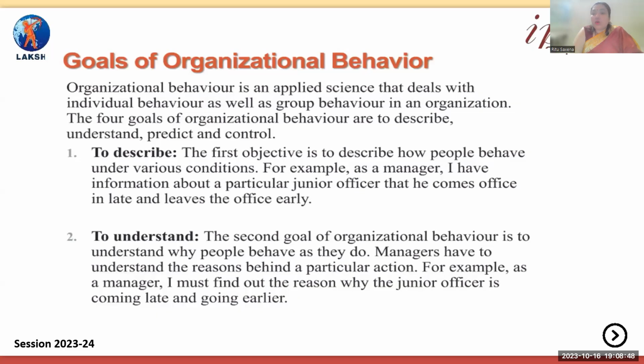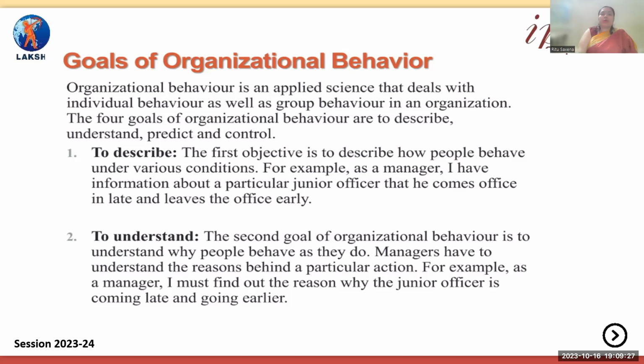Now we will discuss certain goals of OB. OB is an applied science that deals with individual behavior as well as group behavior in an organization. We quickly have a look at these four goals: to describe, to understand, to predict, to control. The first objective is to describe how people behave under various conditions. As a manager, if I have information that a particular junior officer comes to the office late and leaves early, I would like to describe why he or she is behaving in a particular way.